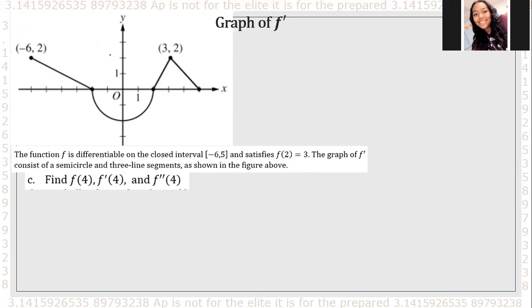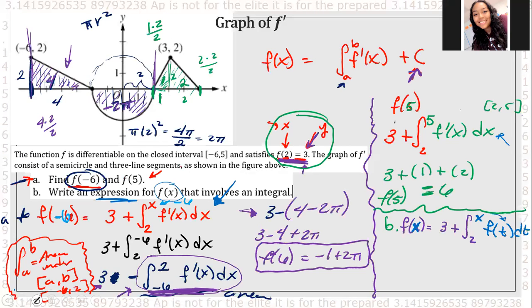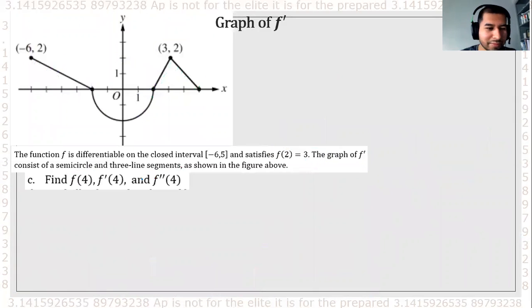Wait, sir, I didn't finish writing down the equation for B. Go for it. I'm so sorry, guys. How many more slides? This one goes all the way to Z on the FRQ. Thank you. Yeah, it's called a super FRQ. No, I'm just kidding.